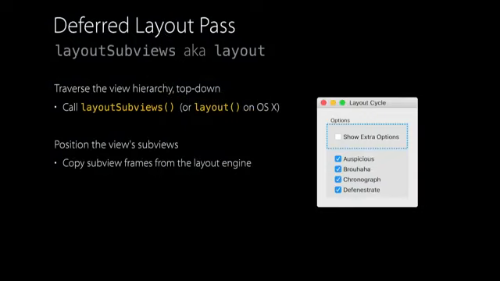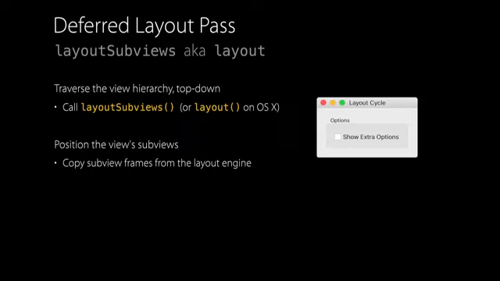So what the framework implementation does is it will read frames for the subviews out of the layout engine and then assign them. On the Mac, we use setFrame for this, and on iOS, it's setBounds and setCenter, but the idea is the same. And so if we look at the example again, this is where you actually see the UI update to match the frames that are in the layout engine.